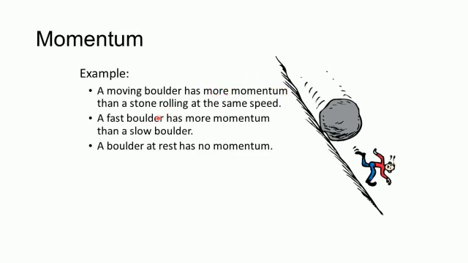Then a fast boulder has more momentum. If you take two boulders moving at different speeds, the fast boulder will have more momentum than the slow boulder. And any boulder which is not in motion at all will not have any momentum. So momentum tells us how fast the object is moving.